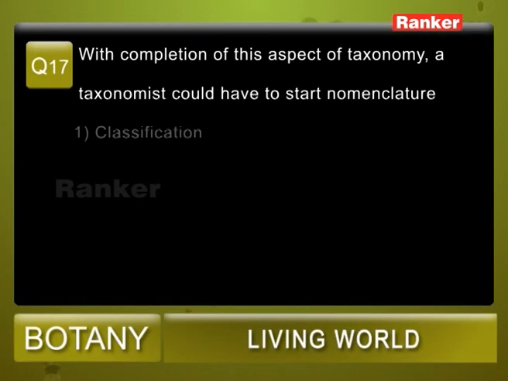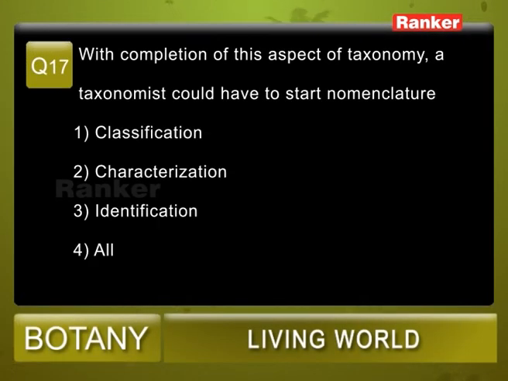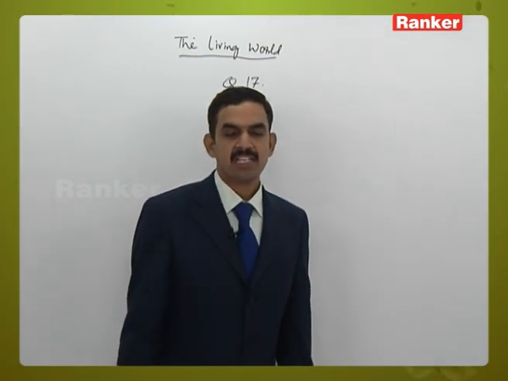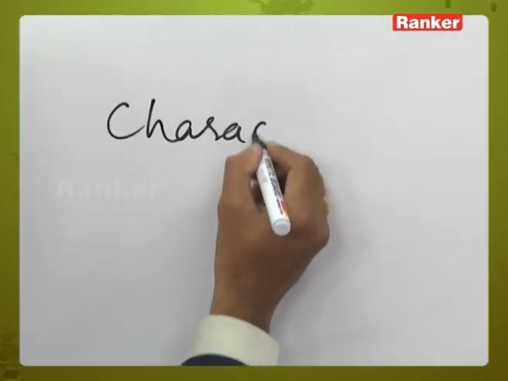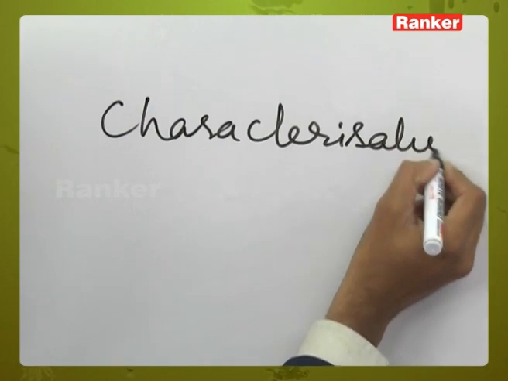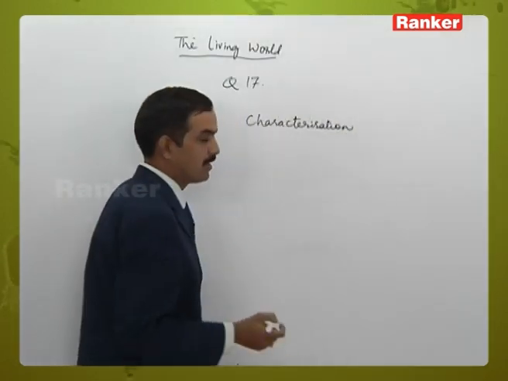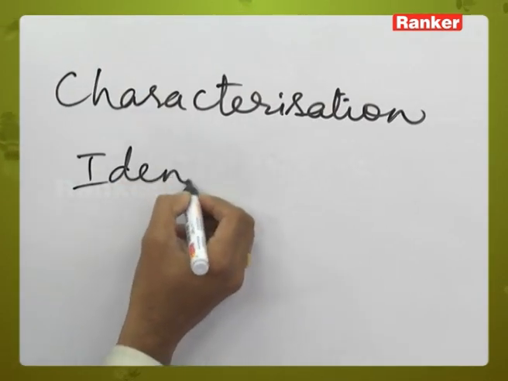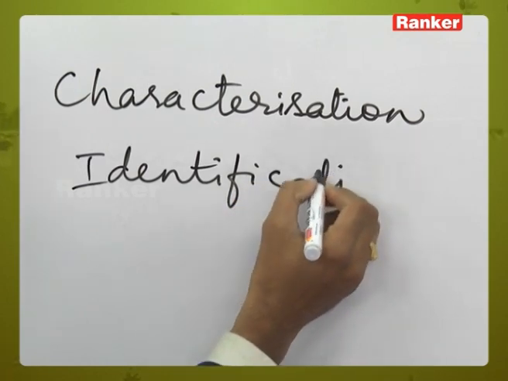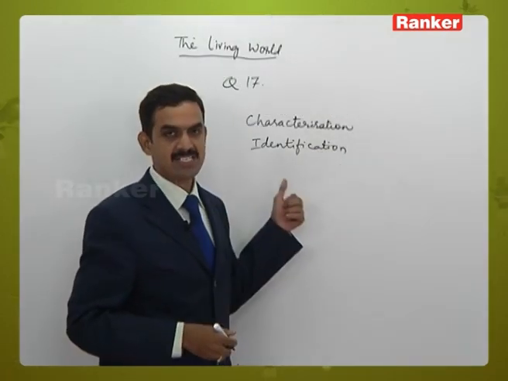Question number 17, with completion of this aspect of taxonomy, a taxonomist would have to start a nomenclature. Options: 1. Classification, 2. Characterization, 3. Identification, and 4. All. Okay, here in taxonomy there are 4 things to be considered. One is characterization, that is related to the characters of an organism. Then after characterization, based on the characteristic features, the plant or the organism is identified. That is called identification.